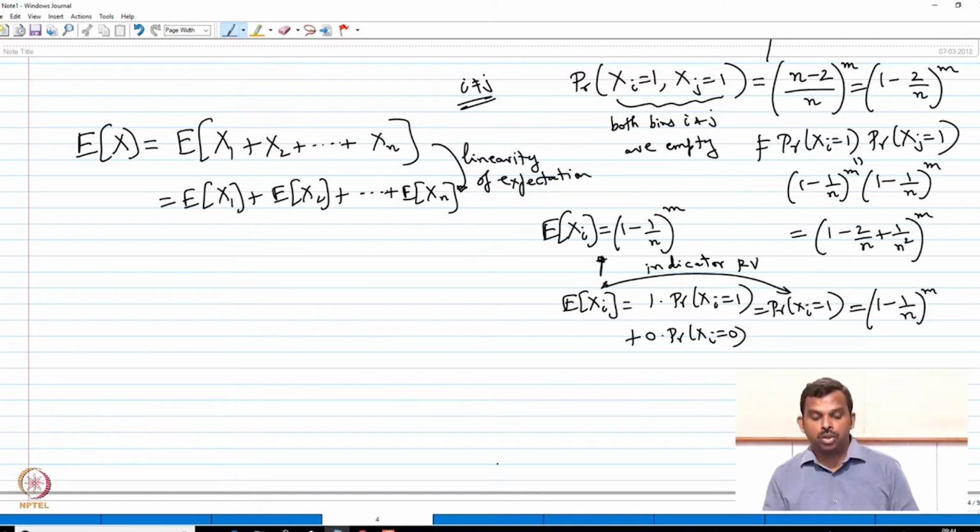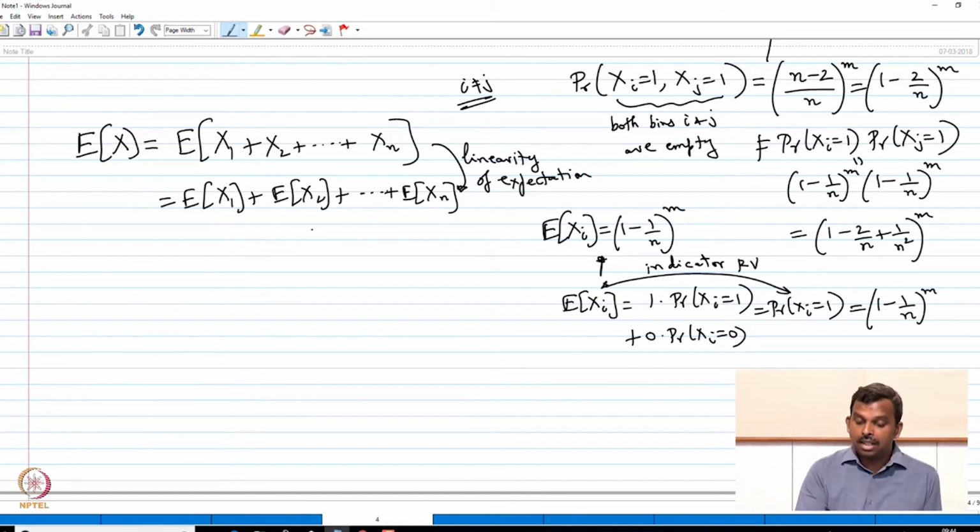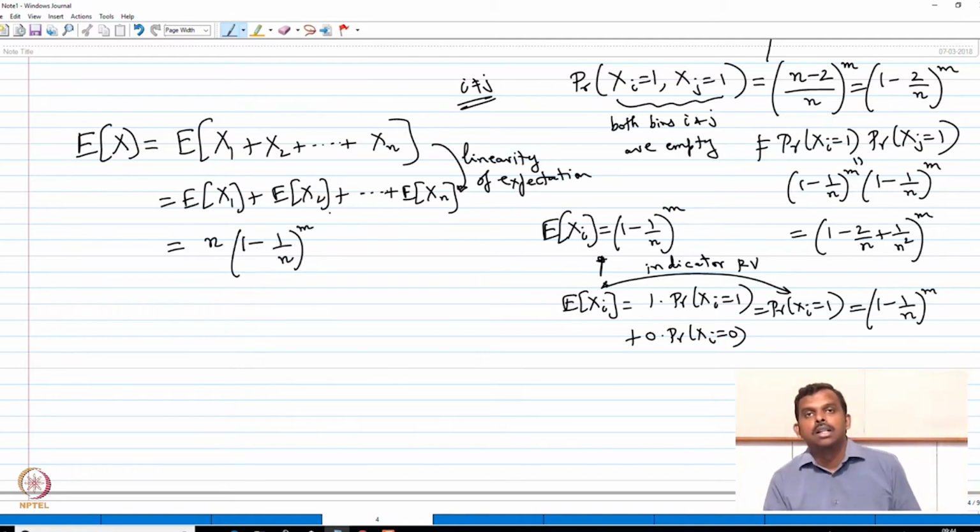So this we saw already is 1 minus 1 by n power m. So that's true. Okay, so what is each i? The expected value is simply 1 minus 1 by n power m. So here you have n such terms, so it is n times 1 minus 1 by n power m. Even though the actual distribution of x might be difficult to write down, you can find its expectation. This is also an interesting fact to remember as you go forward studying more probability.